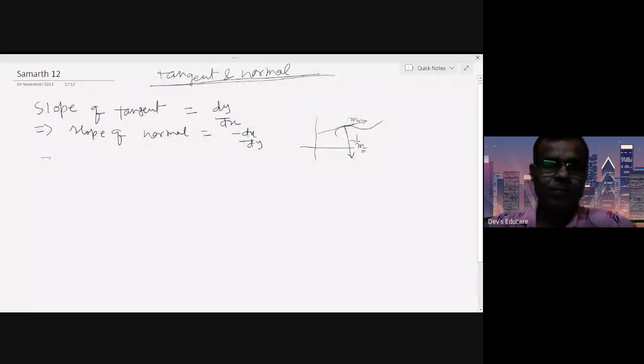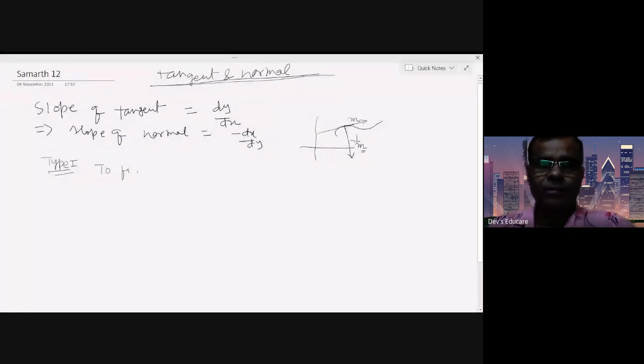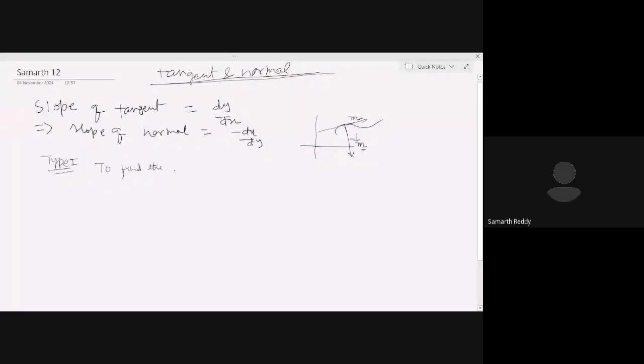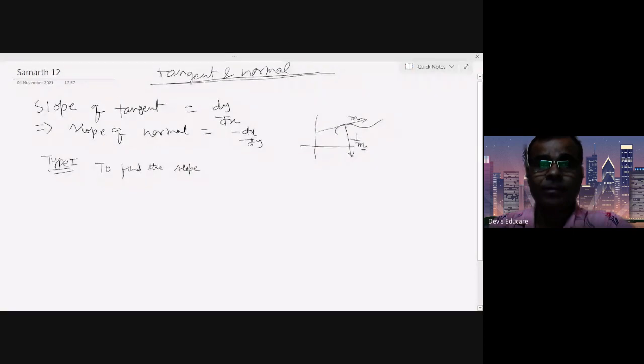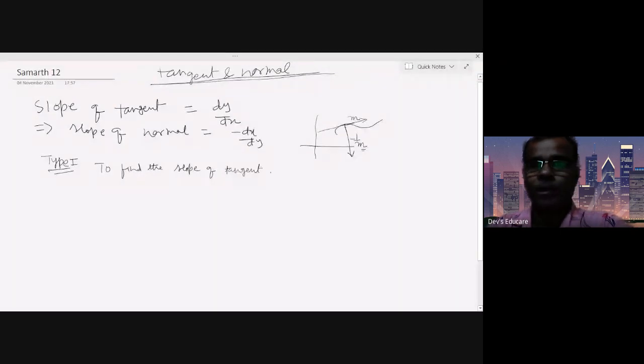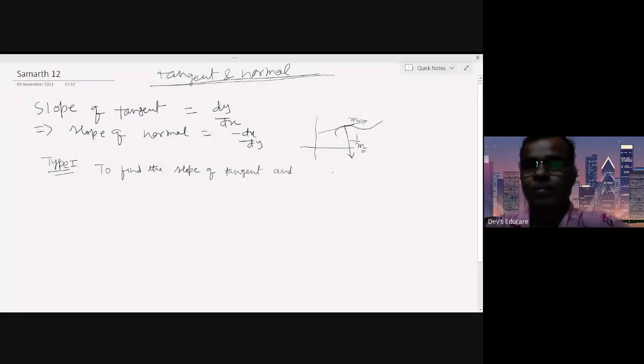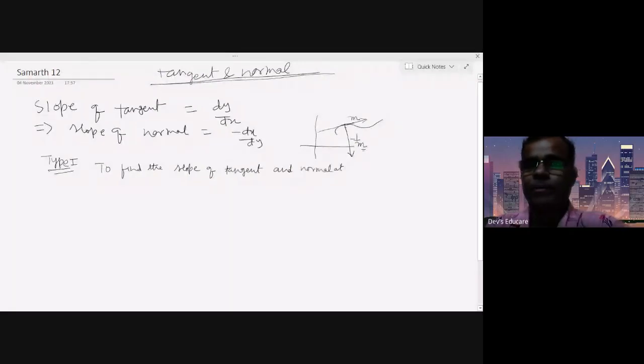Type 1, to find the slope of tangent and normal at a given point. Okay, at a given point.